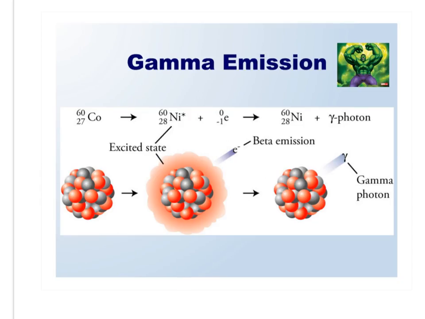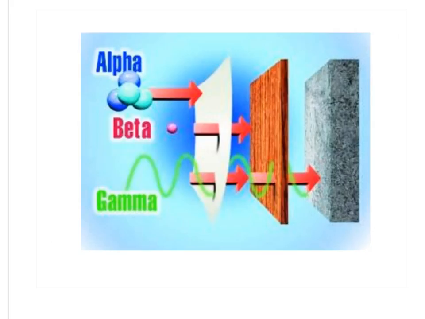Then we have gamma emissions. And the gamma emission is just a photon. It's just pure energy. All right, so alpha particles are very heavy. They have a high mass. It's a helium atom, and they can be stopped with a sheet of paper. This is paper. Beta particles have a little more energy, but they can be stopped with wood. Gamma, though, has very high energy, and that has to be stopped with lead. That's why they make you wear a lead vest when they do x-rays, because of high energy.